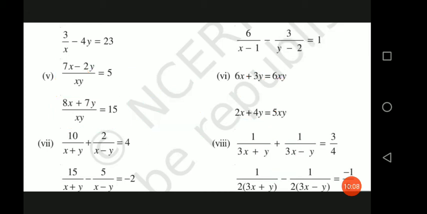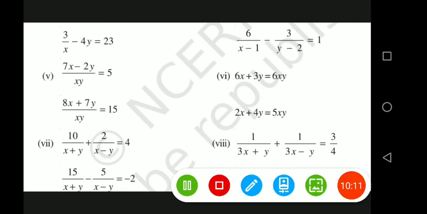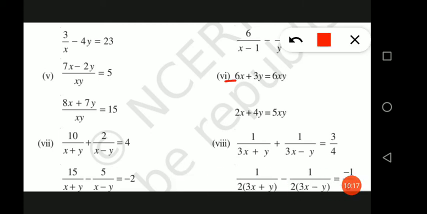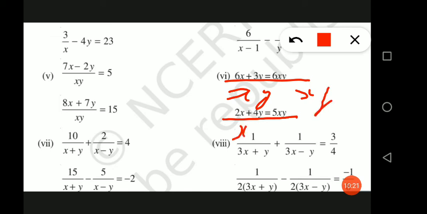Then the sixth part has xy on the right hand side also. So we will divide both sides by xy. When we divide both sides by xy, our RHS will be free from variables, and then the sixth question will reduce like question number 5, and then in the same way we will proceed. Got it?